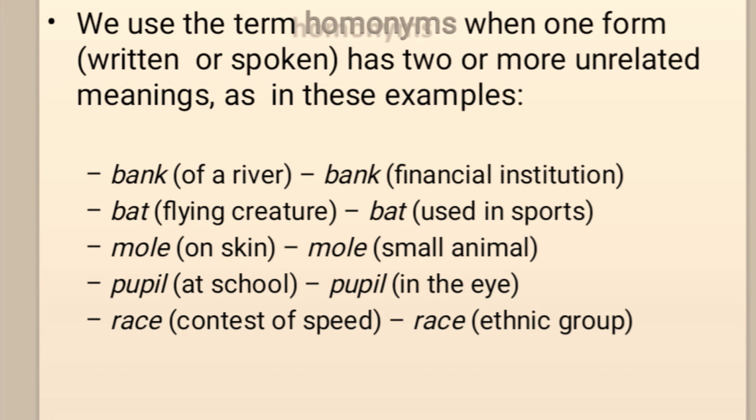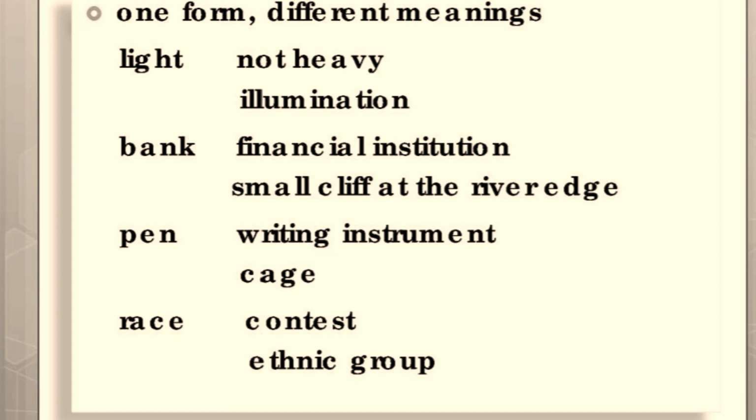Race is another example. Race, same pronunciation but different meanings. Next, these are the examples of homographs. Homo means same, graph means spellings. If spellings are the same and pronunciation is different, that would be known as a homograph.